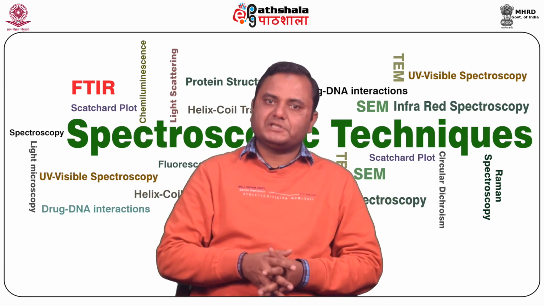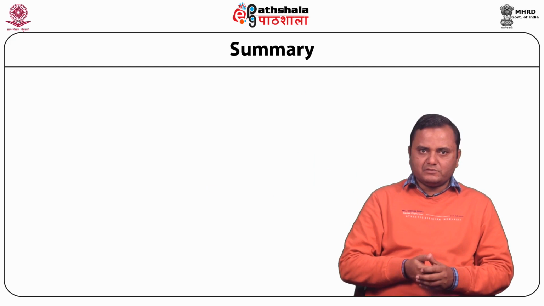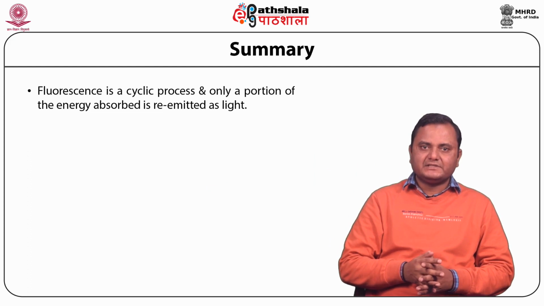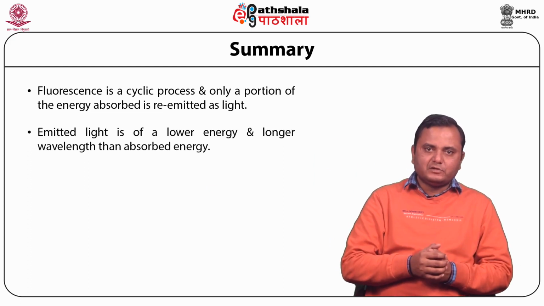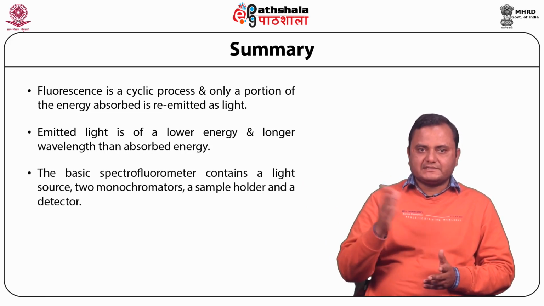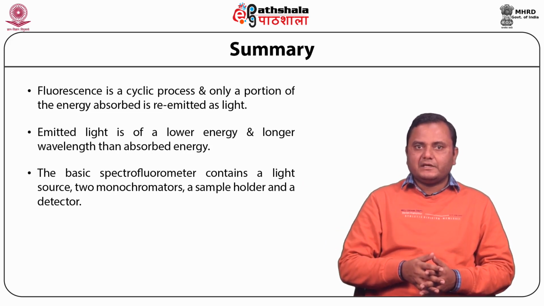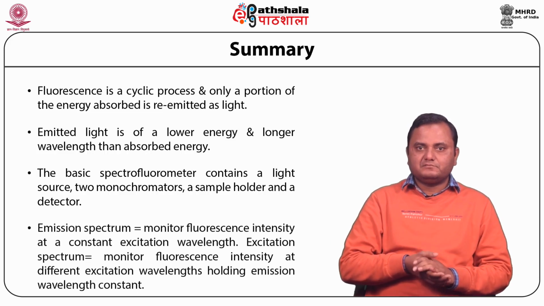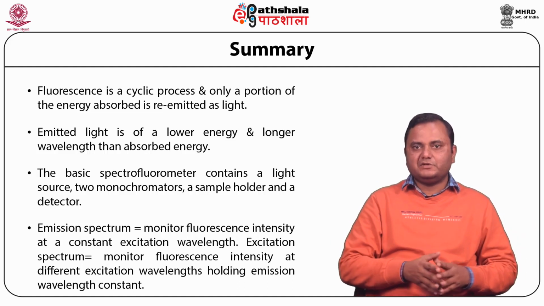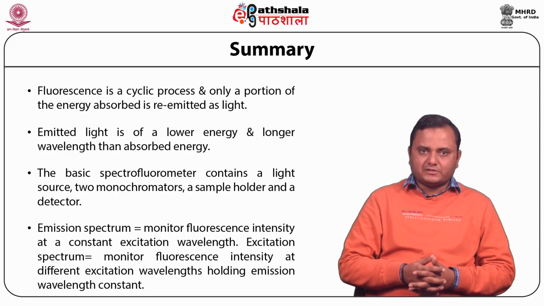for spectral fluorescence signature. So students, let's now summarize what we have learned in this module. Fluorescence is a cyclic process, and only a portion of the energy is absorbed and re-emitted as light. Emitted light is of lower energy and longer wavelength than absorbed light. The basic spectrophotometer contains a light source, two monochromators, a sample holder, and a detector. An emission spectrum monitors the fluorescence intensity at a constant excitation wavelength, and an excitation spectrum monitors fluorescence intensity at different excitation wavelengths, holding the emission wavelength constant.